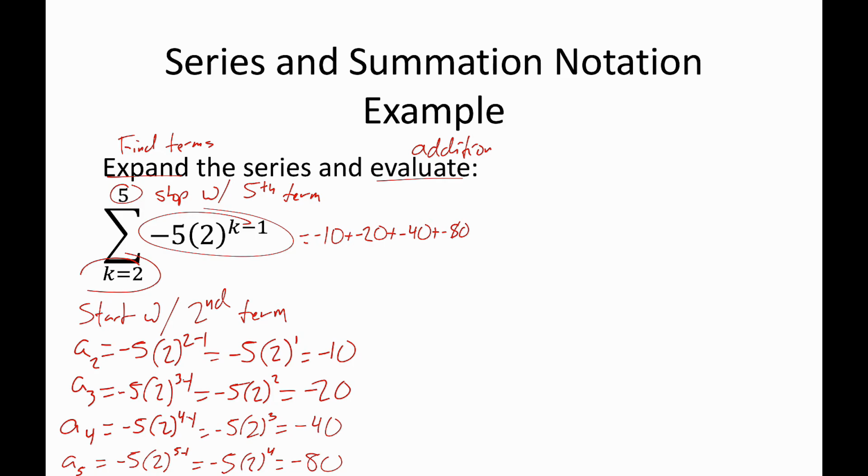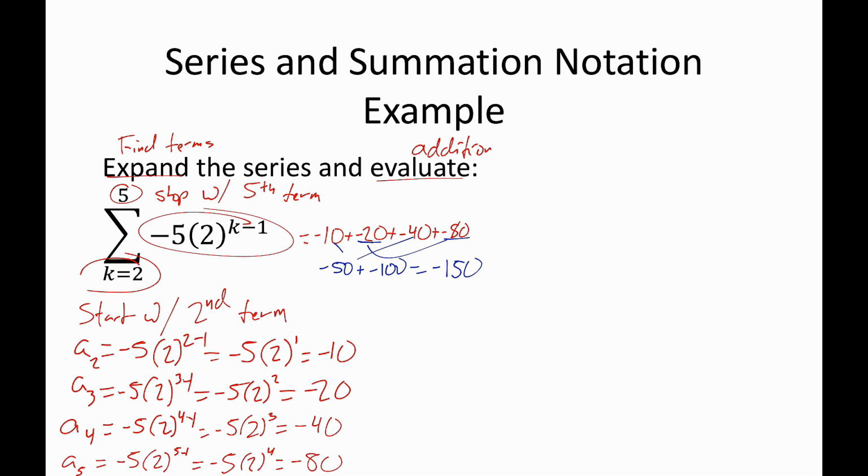Looking at this, thinking about a couple ways we can do this mentally. You can go through and just do negative 10 plus negative 20 plus negative 40. I'm going to go and pair up some things. So we got negative 20 and negative 80 adds up to negative 100. And then we got negative 10 and negative 40 gives us negative 50. So it's really negative 50 plus negative 100, which gives us a grand total of negative 150.